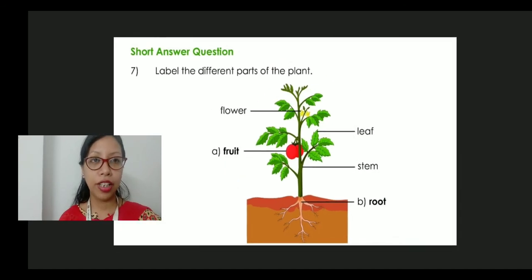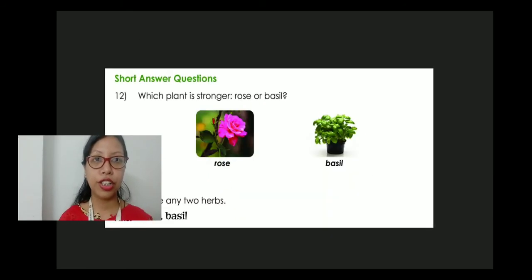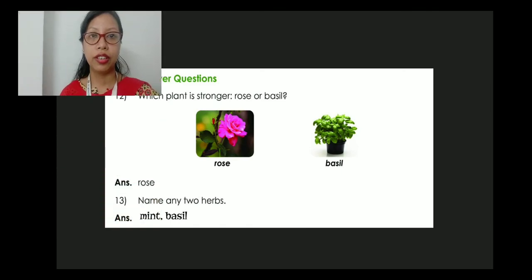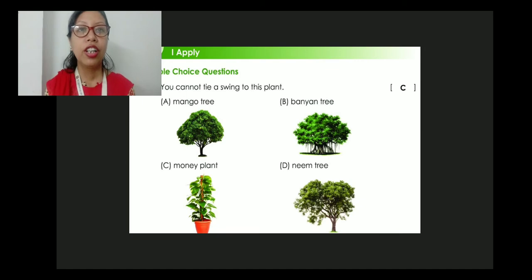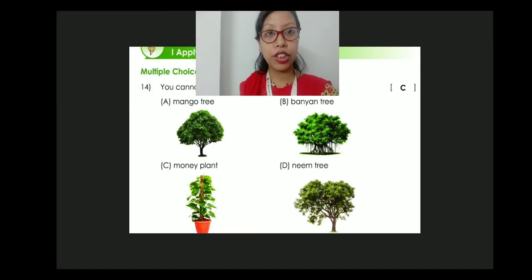Okay, then we have the next question, which is question number 12. Which plant is stronger, rose or basil? Remember, rose and basil both are small plants, but rose has a woody stem and basil has weak stems. That means rose is stronger. Then question number 13. Name any two herbs. Two herbs you can write are mint as well as basil. Then we will come to question number 14.